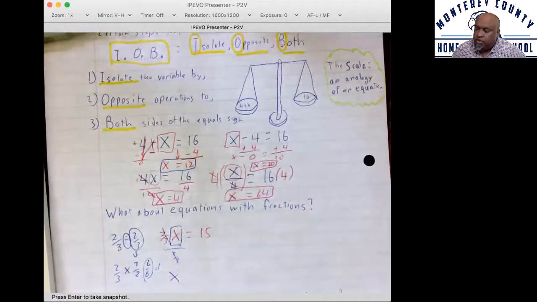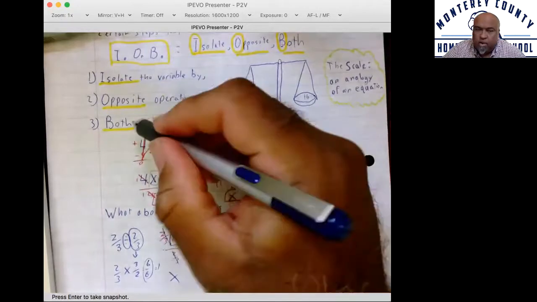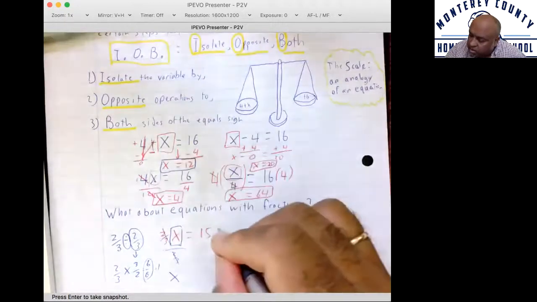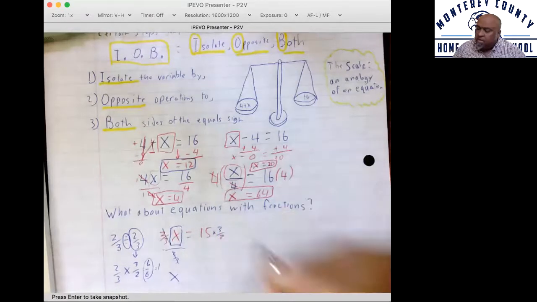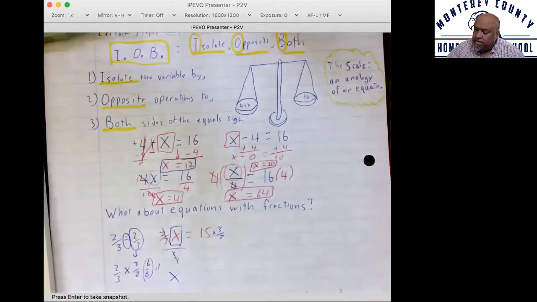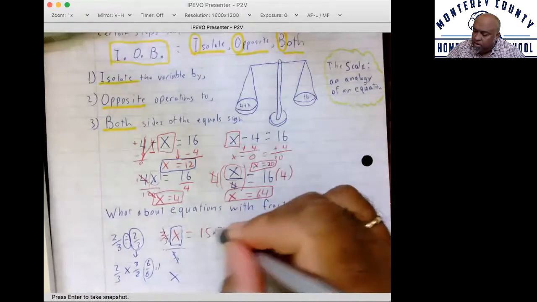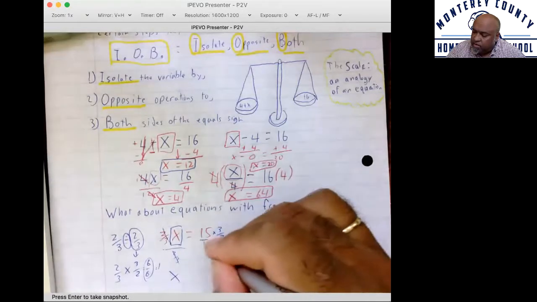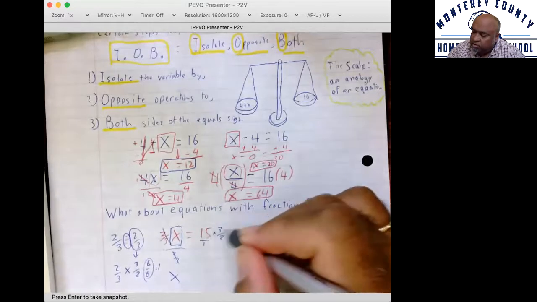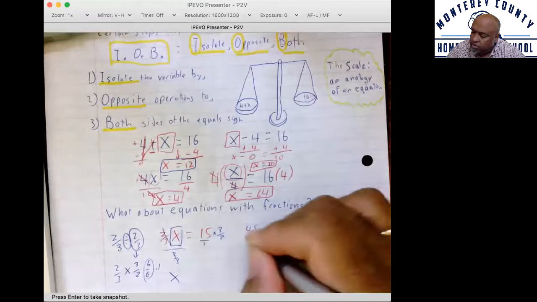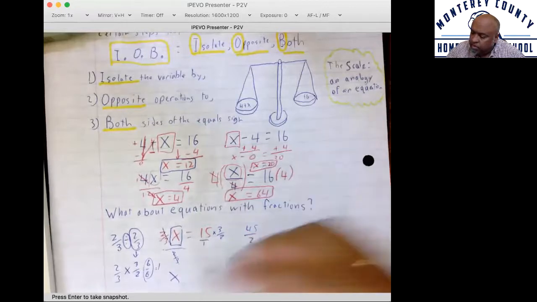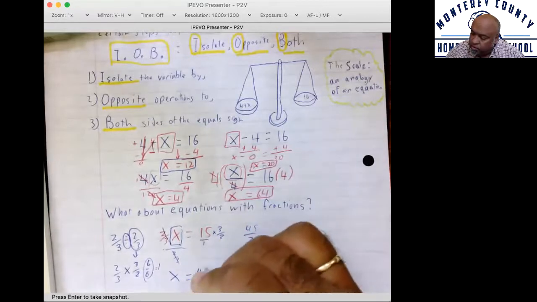Because I just want you to know that if you do this by reciprocal, then when you get to the last step, you do this by reciprocal as well. 15 times 3/2. Okay, so 15 times, I can write it like this, 15/1. 15 times 3 is 45. 1 times 2 is 2. So my answer is x is equal to 45/2.